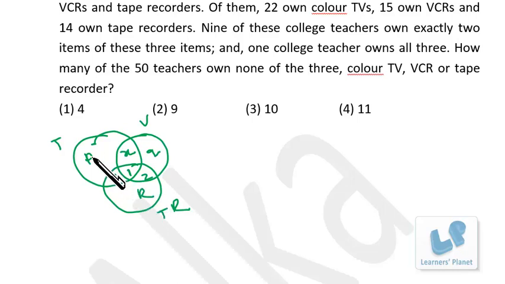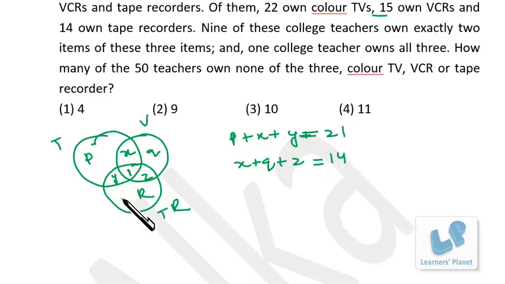Now p plus x plus y plus 1, that is 22, right? P plus x plus y plus 1 is 22, that means p plus x plus y is 21. Similarly, x plus z plus q plus 1 is 15, so x plus q plus z is 15 minus 1, 14. Similarly, y plus z plus r plus 1 is 14, so y plus z plus r is 13.